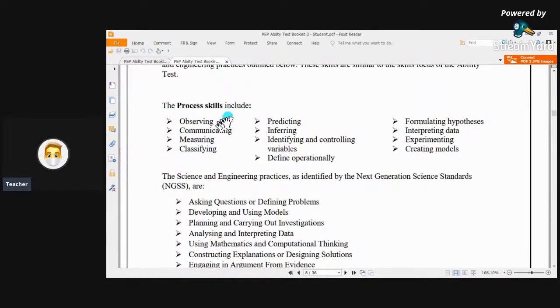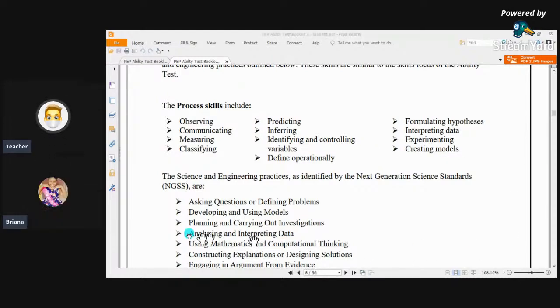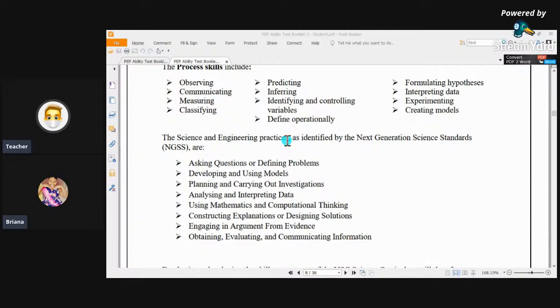Let's go with process skills. These include, very important, observing, communicating, measuring, classifying, predicting, interpreting, identifying and controlling variables, defining things operationally, formulating hypotheses, interpreting data, experimenting, and creating models. So again, here are some things about science and engineering practices important to us all, the next generation of scientists.